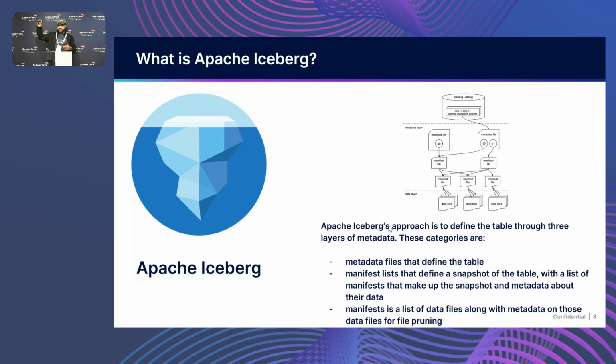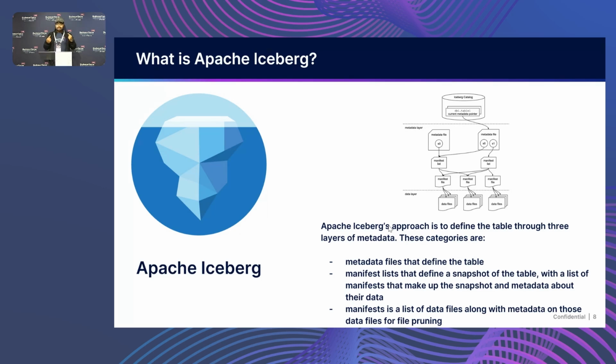So you have the top layer, which defines the table. Those are the metadata files. You have the middle layer, the snapshot files or manifest lists that define individual snapshots of the table. And then every snapshot is made up of many manifests, which are groups of files that make up the table at that point in time. Each of these layers has metadata that allows engines to query that data more efficiently and faster. So that's kind of how it achieves its performance.